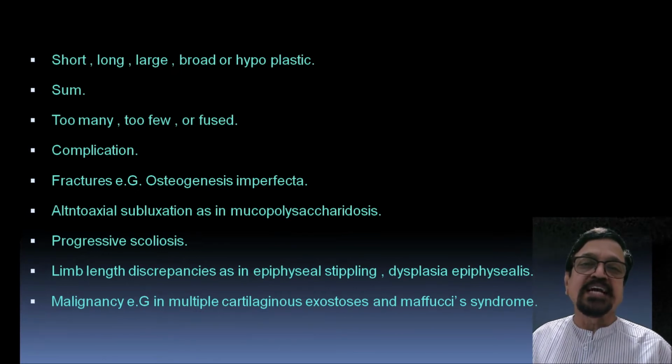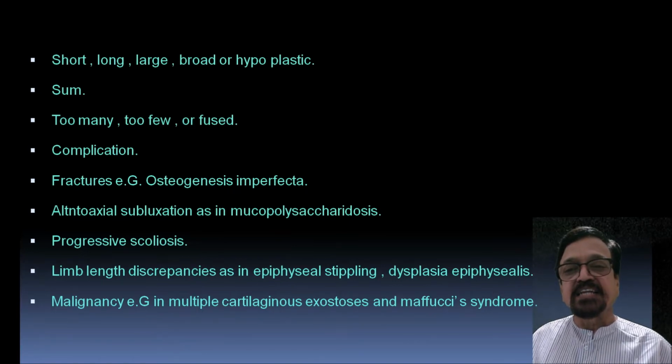So as soon as we see the dorsolumbar spine and diagnose MPS, we go straight to the lateral skull view, which shows the atlantoaxial region. That gives us an idea about the sella shape of the skull, and also about the atlantoaxial region. Then we have to find out whether there is scoliosis or not, and limb length discrepancies, as in epiphyseal stippling, diaphyseal dysplasia, and dysplasia epiphysealis. Then malignant changes also need to be looked for.